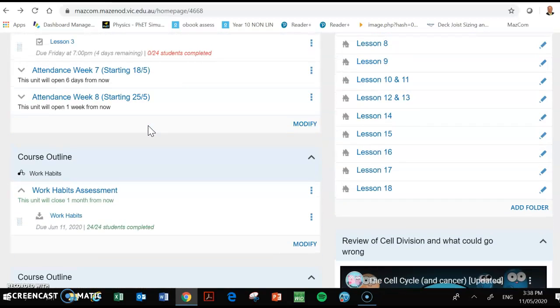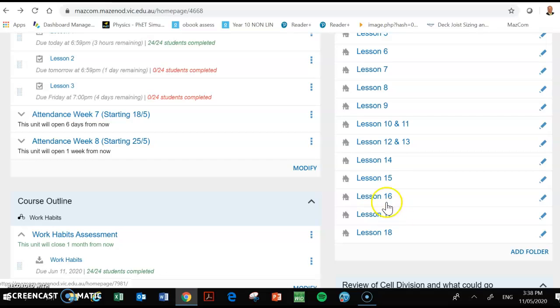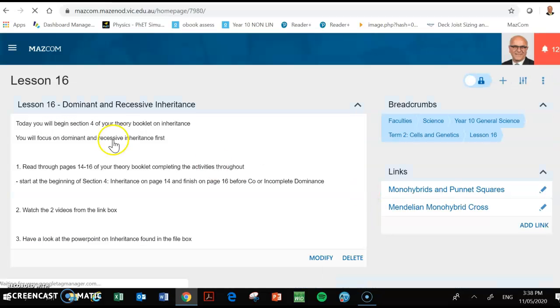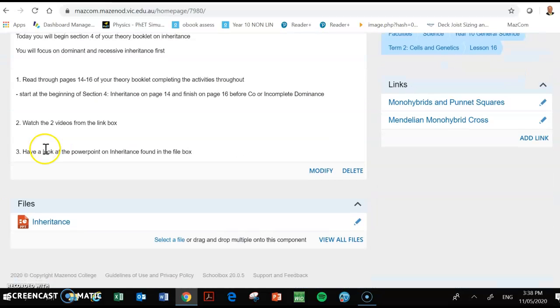So yes, have a go at lesson 16. Remember, all the instructions are there. There's a PowerPoint. There's the 2 videos. You'll be introduced to this word punnet. I'm not talking a strawberry punnet. They're a special technique for determining why you have blue eyes or brown eyes.